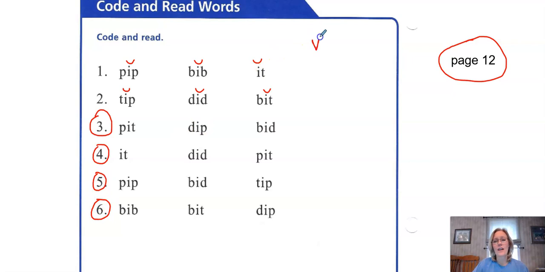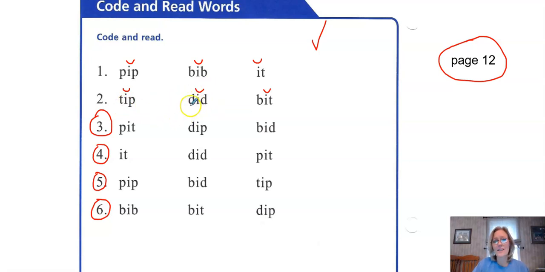This is a check mark page, which means it's a homework page, and I want you to code these words and read them to somebody. If you don't know the word right away, practice sounding it out. Like on number 2, if you didn't know what it said, you could say each letter sound. T, I, P, and do it a little faster. T, ip, t, ip, tip.